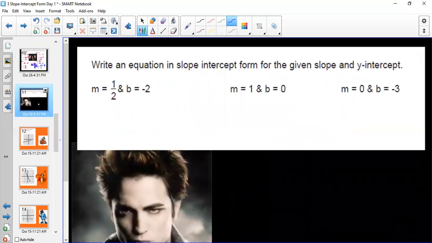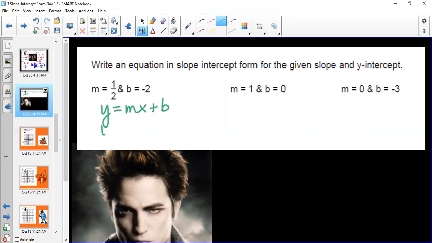All right, so this time we're going to write equations given an m and a b. So we just want to plug them into, again, slope-intercept form. So we're going to take out the m and we're going to plug in a 1/2. And we're going to take out the b and put a -2. So instead of a plus -2, I'm just going to put a -2. And that would be how we write that equation.